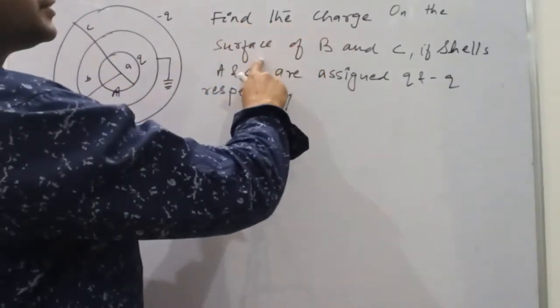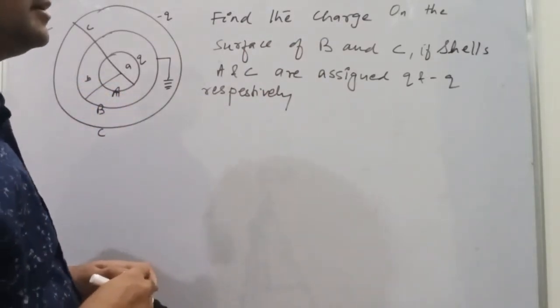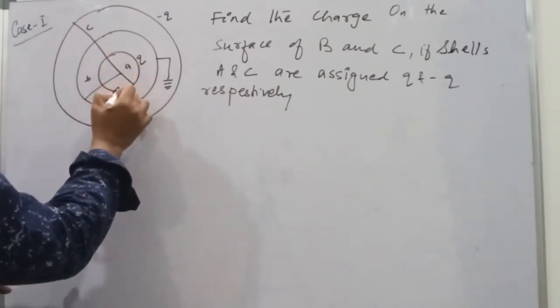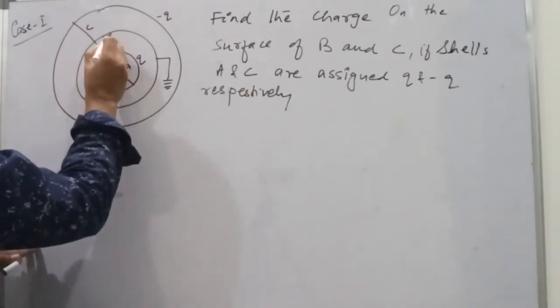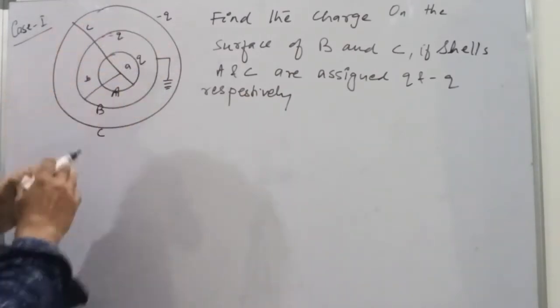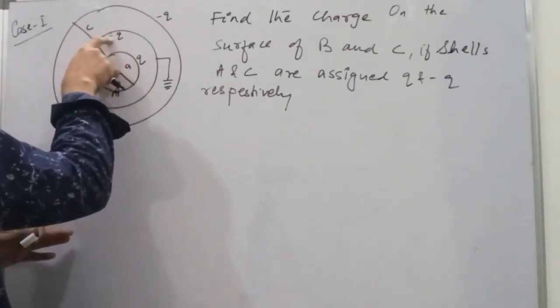Find the charge on the surfaces of B and C if shells A and C are assigned plus Q and minus Q respectively. Now charge will be induced on the inner surface of B, that is minus Q, since inside any shell the total charge should be 0. So this is plus Q, and the charge induced will be minus Q.